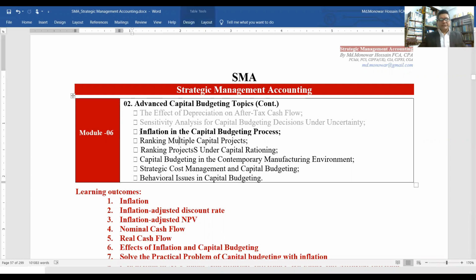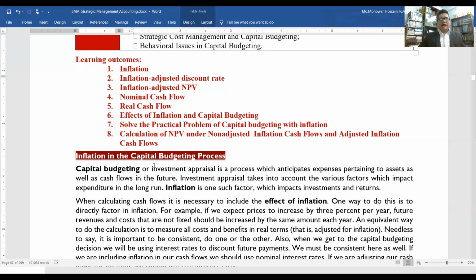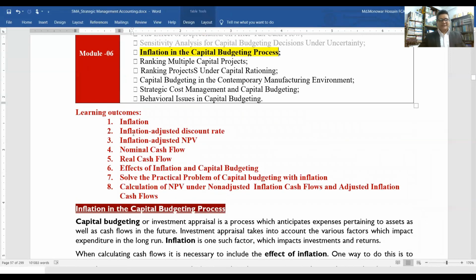And today we'll discuss inflation in the capital budgeting process, and our learning outcomes will be: inflation adjusted discount rate, inflation adjusted NPV, nominal cash flow, real cash flow, effects of inflation in capital budgeting, solving a practical problem of capital budgeting with inflation, and calculation of NPV under non-adjusted inflation cash flow and adjusted inflation cash flow.